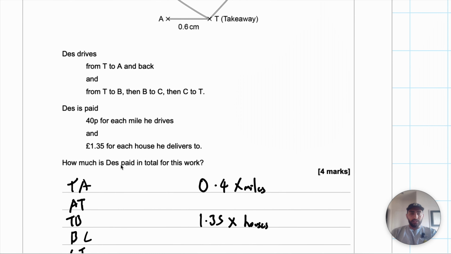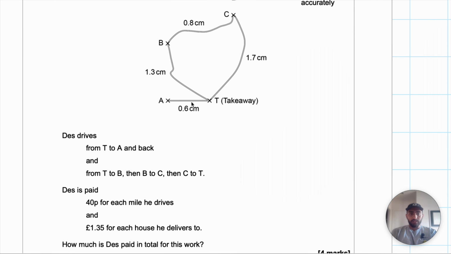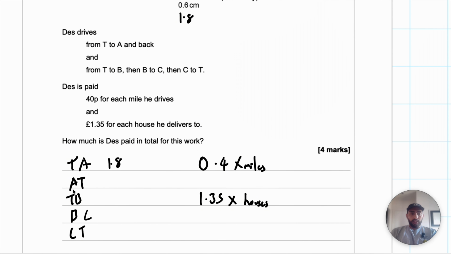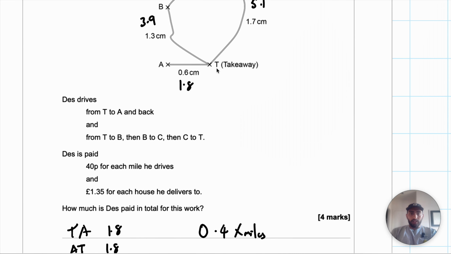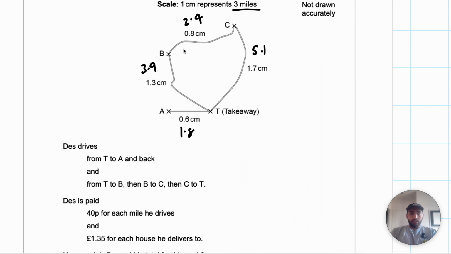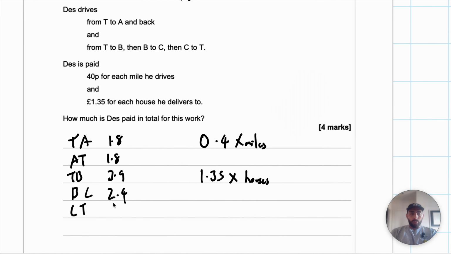From T to A is 0.6, but if we look at the scale is 1 centimeter to 3 miles. So we're going to have to multiply all of these by 3. So before I start working out each distance, I'm going to multiply all of these by 3. That would be 1.8, that would be 5.1, that would be 2.4, and that's 3.9. So from T to A is 1.8, A to T is 1.8 again, T to B is 0.9, B to C is 2.4, and then C to T is 5.1.